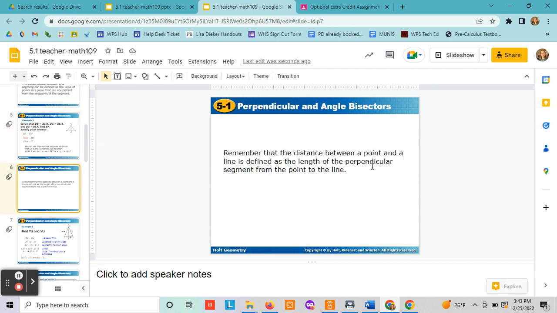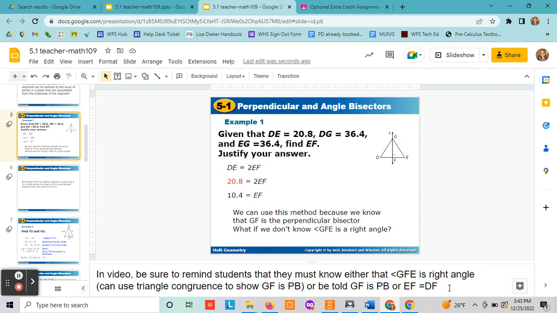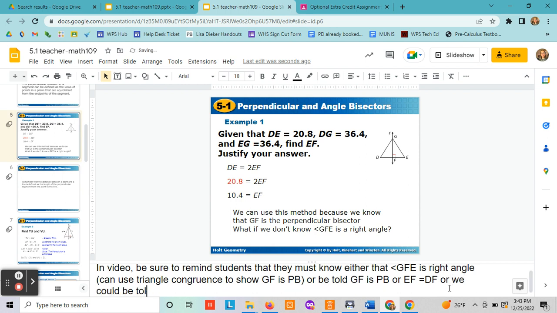Okay, so my next slide says the distance between a point and a line is defined as the length of the perpendicular segment from the point to the line. So another thing that could have happened in this prior that I'll add, or we could be told distance from point G to DE is along segment GF, and then we'll know that it's perpendicular. Okay. So I'm going to point out some potential errors right there.